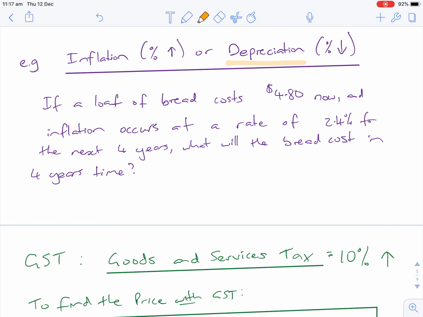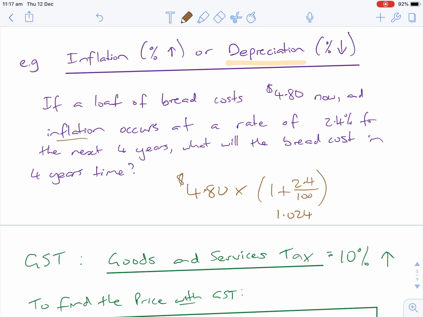So in this question I've said, if a loaf of bread costs $4.80 now and inflation occurs at a rate of 2.4% for the next 4 years, what will the bread cost in 4 years' time? I'd start with my starting price, $4.80, and times it by my multiplier. In this case I'm going up, so I'm having inflation, so it'll be 1 plus my inflation rate of 2.4%, which I divide by 100 to make it a decimal. So really I've got 1.024. The bracket is your multiplier, so 1.024 is my multiplier. The 1 tells me I'm keeping the original amount, 0.024 increases it.